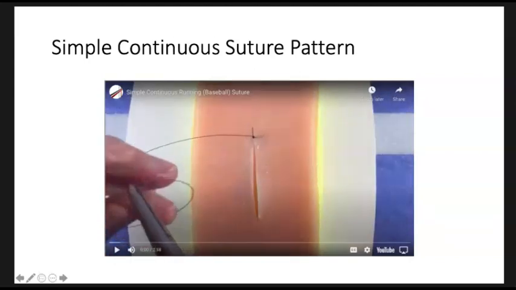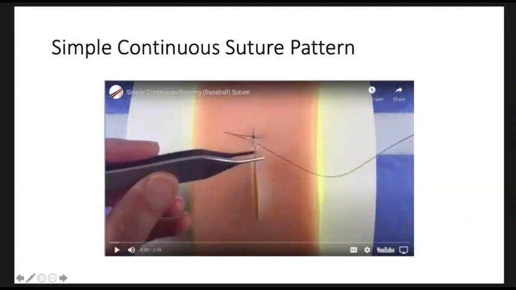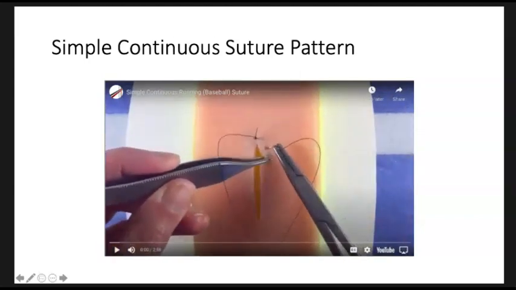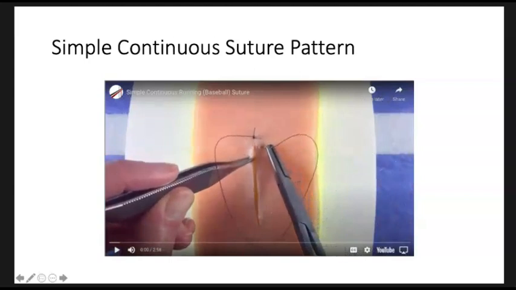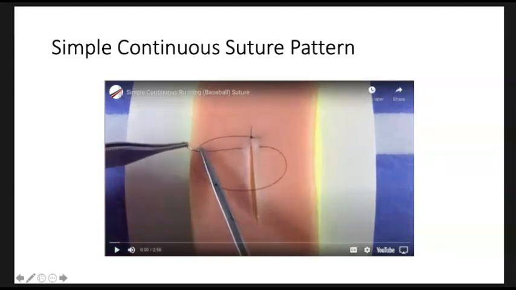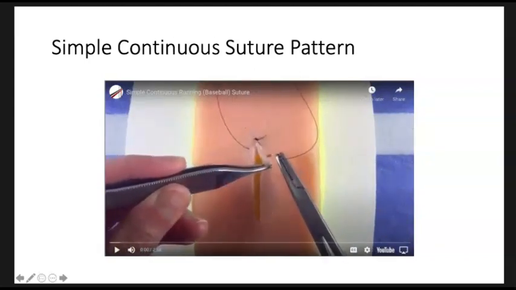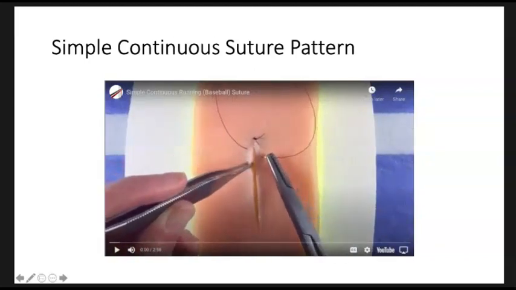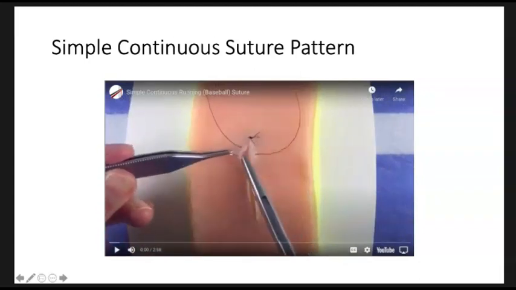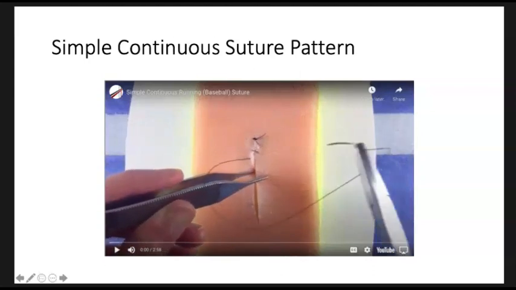Load your needle and drive the needle horizontally across the wound, taking care to maintain the same distance from the wound edge on each side and also the same depth on each side. Taking bites at different depths will cause the closure to be uneven, with one side of the wound higher than the other. You should be able to drive the needle across in one bite.